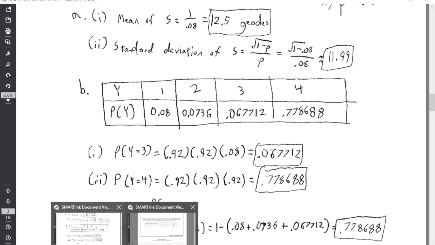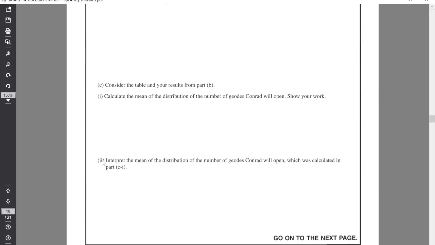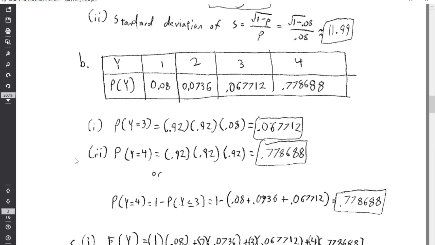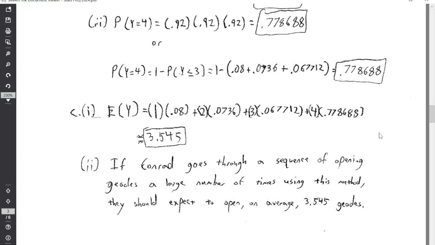Then over in part C, they want you to calculate the mean of the distribution, and in the second section to interpret that mean. So to get our mean, since we have the table, it's the value times the probability of it happening, and we're going to add them all together. That's 3.545. And here's your interpretation of that expected value.